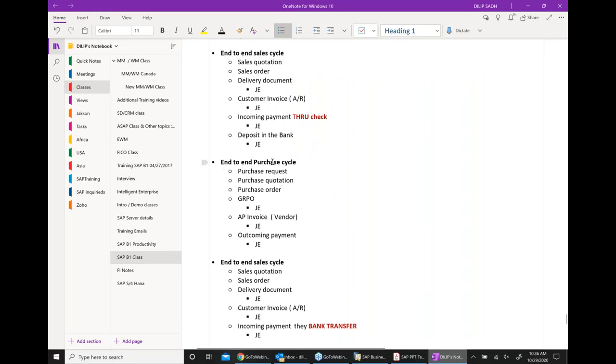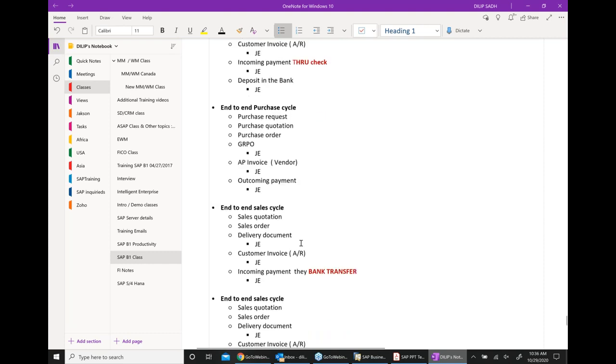Then we talked about the end-to-end purchase cycle. We created a purchase request, a purchase quotation, a purchase order, and then we did a goods receipt. Then we verified the general entry there, and then we did the vendor invoice, or what we call the AP invoice, and at that time also there is a general entry. And then we did an outgoing payment, and in the outgoing payment we did a general entry there also. So that was another place.